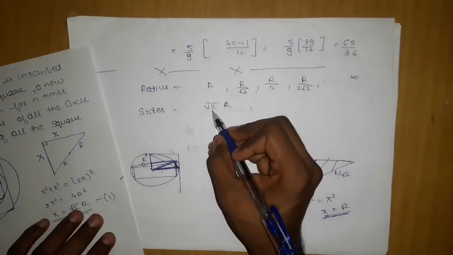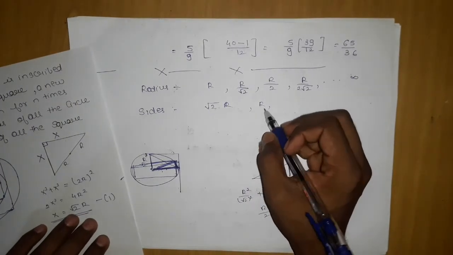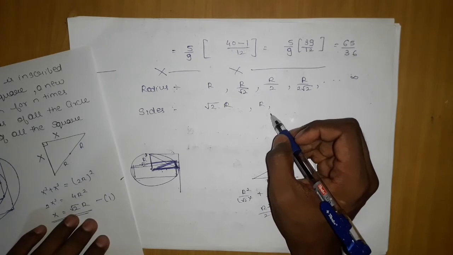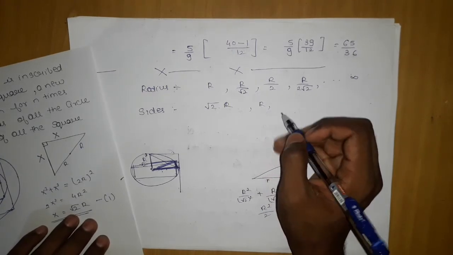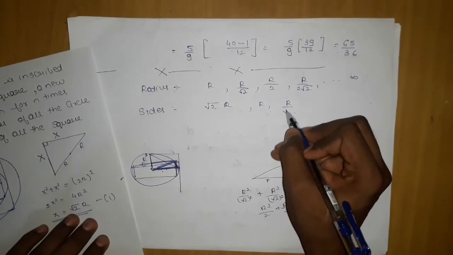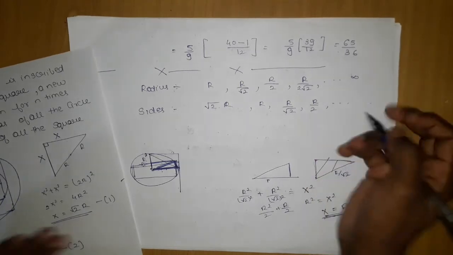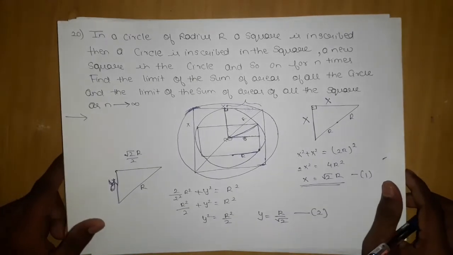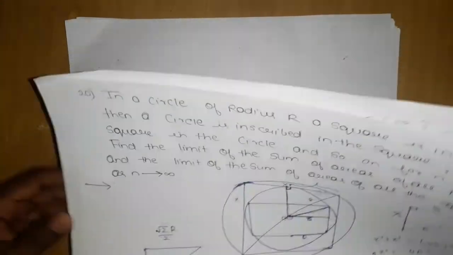So if my first was root 2 r and then I'm getting r, how is this possible that we are getting r? It is only possible if we divide it by root 2. So the next will be r by root 2, and after that it will be r by 2, and so on till infinity. Now they want us to find the limit of the sum of areas of all the circles, and the limit of the sum of the areas of all the squares.